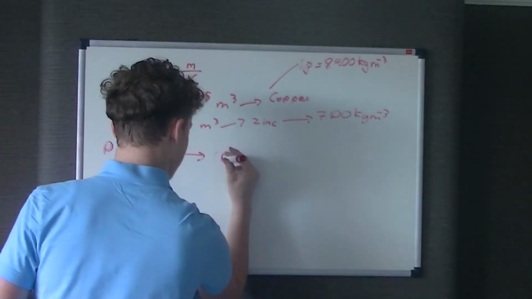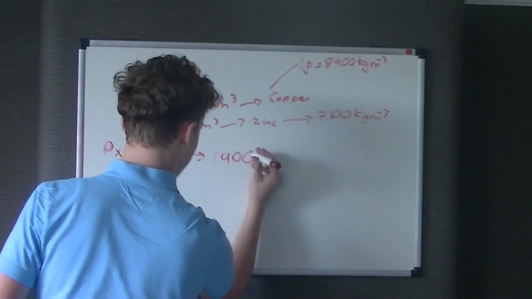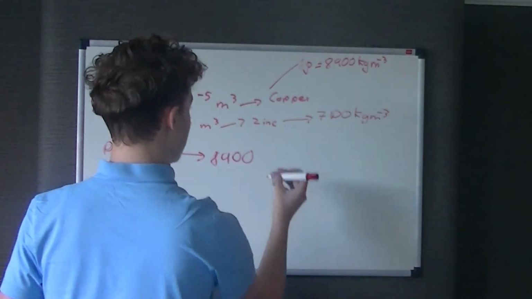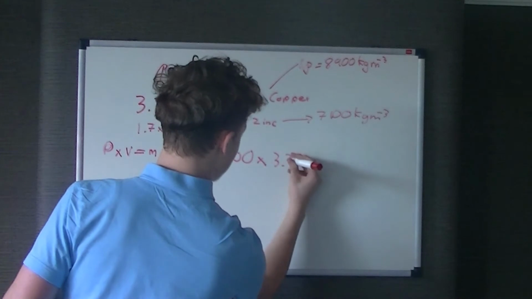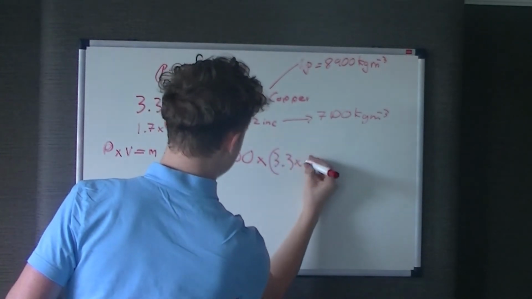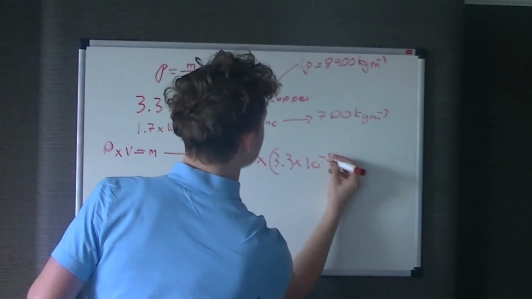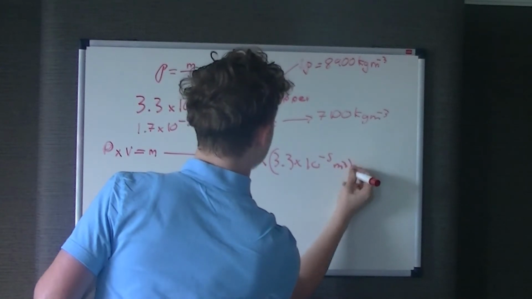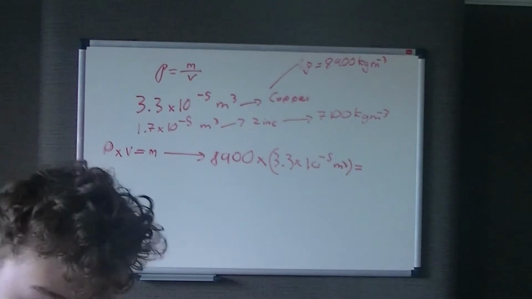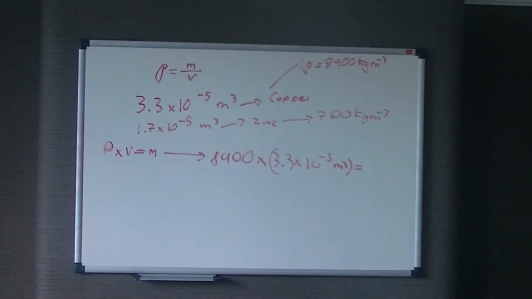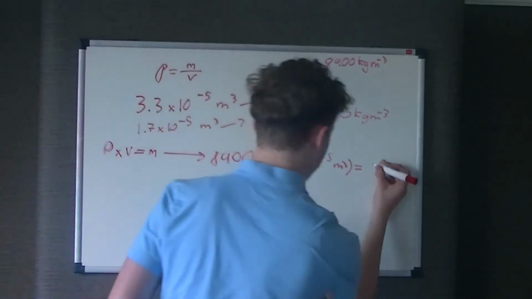If you can't see this, the pen's starting to go funny. 8,900 times 3.3 times 10 to the minus 5 meters cubed. And that gets you, sorry, just let me do it on my calculator, a value of 0.294 kilograms.